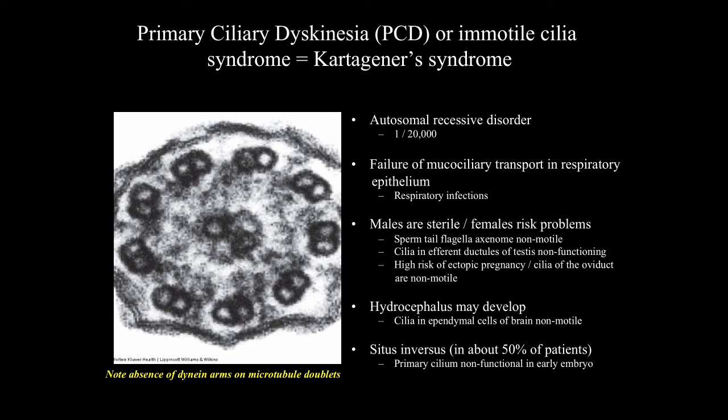In about half of the patients you see situs inversus because the primary cilium that functions early in embryonic development, that moves some of the transcription factors to the right and left side of the embryo, is also not functioning, so you get totally a flip of how the organs are supposed to be arranged. In this primary ciliary dyskinesia, there's a lack of dynein on the microtubule doublets, and that's shown here. The lack of dynein means the microtubules can't move, so the cilia are immotile.